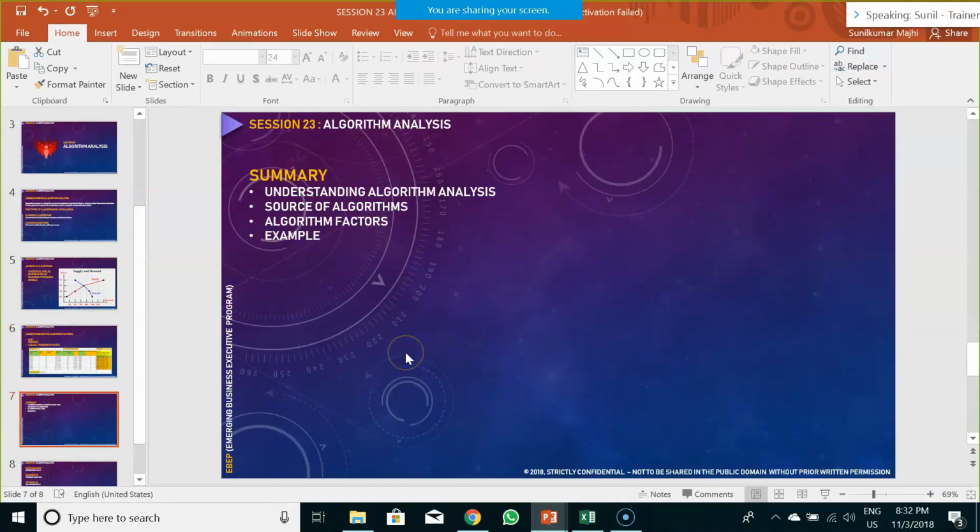So to summarize, we understood what an algorithm is, what the source of an algorithm is, what the algorithm factors are, and we saw an example of an algorithm. Any questions, anyone?